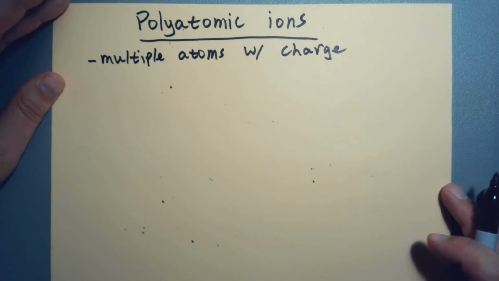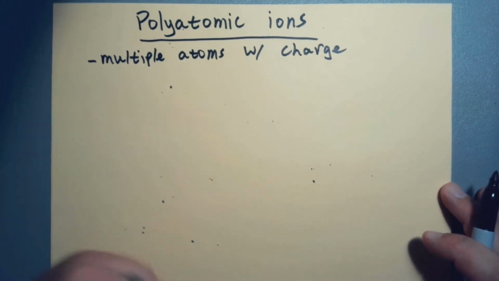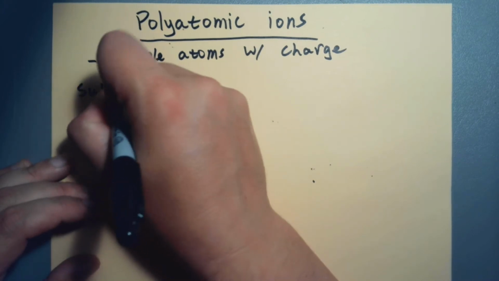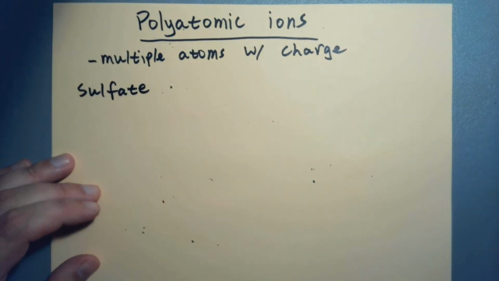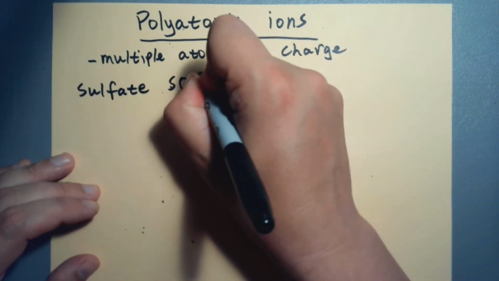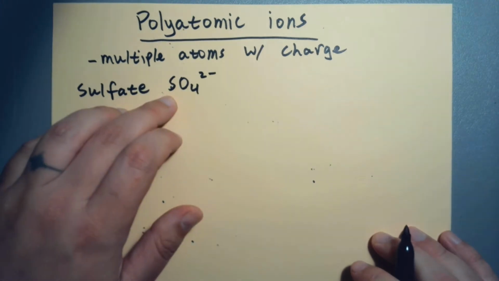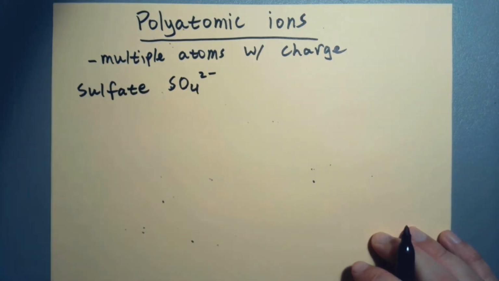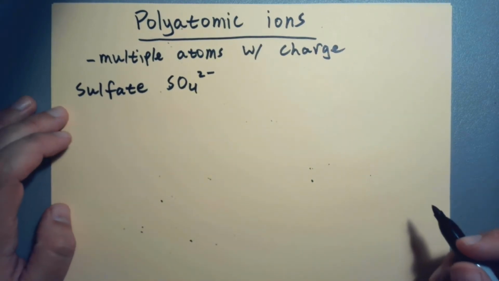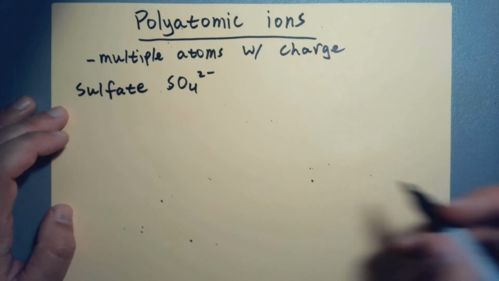so just be aware of what they are. Alright, so first we have sulfate. This is SO4 2-. So it has 1 sulfur, 4 oxygens, and they're all bonded together, but they have a -2 charge, so they are an ion.